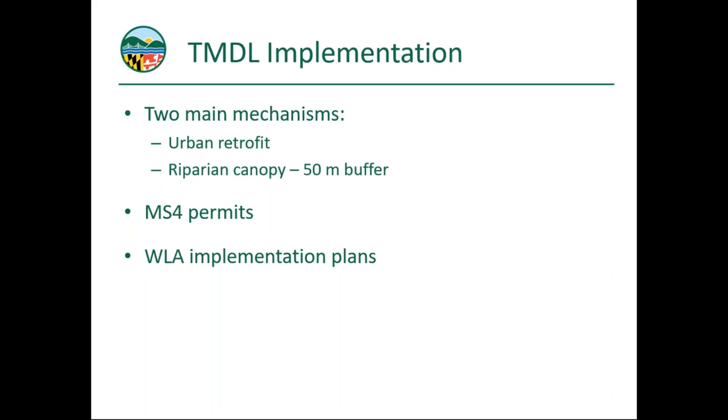But what do you do after you write this TMDL and you go through this whole process? You have to do implementation. As I mentioned on the previous slide, in this particular watershed that we're working in, we used urban retrofit and riparian canopy, which was a 50 meter buffer. We are using municipal separate storm sewer system permits as the mechanism to create the implementation. Within that permit, there's also a waste load allocation implementation plan requirement. In Maryland, we also, several years ago, began providing implementation guidances, and we're redoing them now.